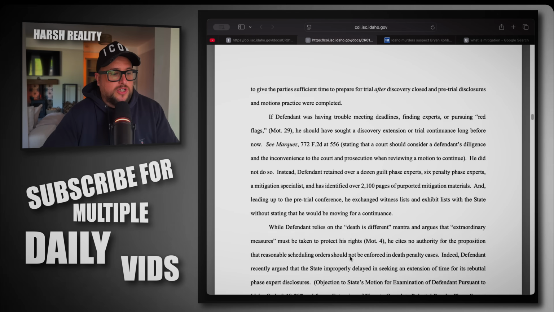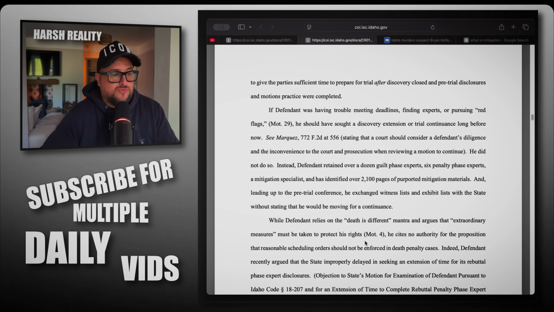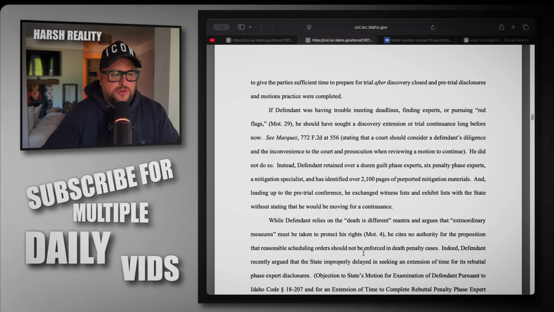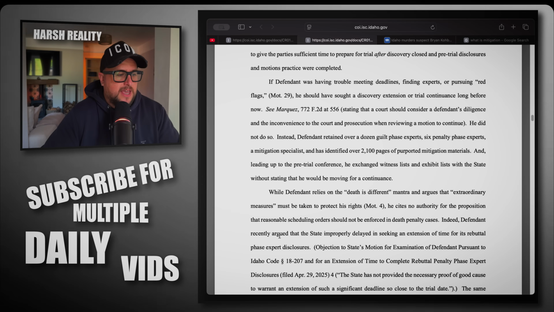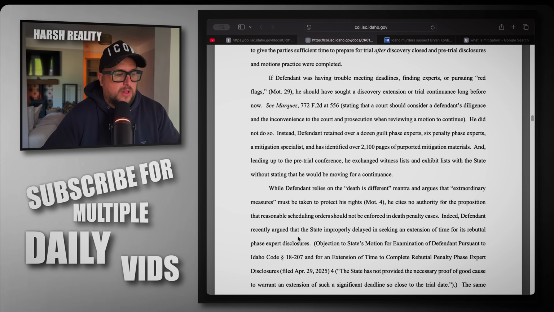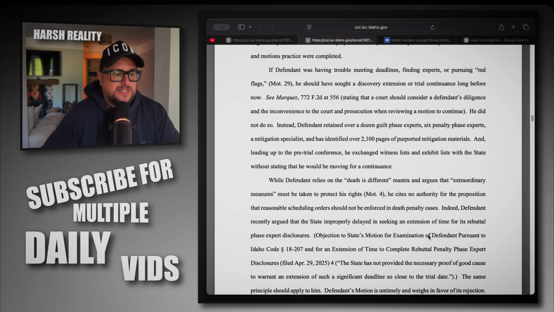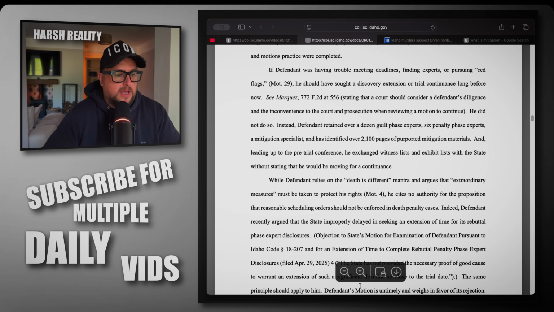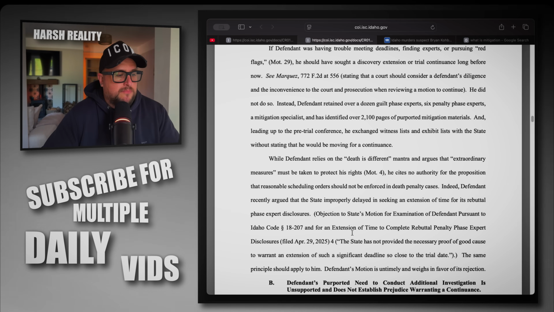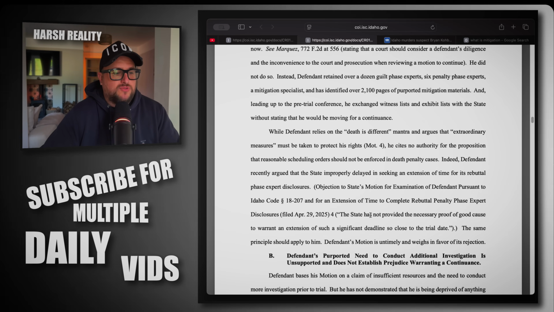Look, while defendant relies on the death is different mantra and argues that extraordinary measures must be taken to protect his rights, he cites no authority for the proposition that reasonable scheduling orders should not be enforced in death penalty cases. Indeed, defendant recently argued that the state improperly delayed in seeking an extension for time for its rebuttal phase expert disclosures, which is the objection to state's motion for examination of defendant pursuant to blah, blah, blah. The state has not provided the necessary proof of good cause, yada, yada, yada. The same principle should apply to him. Defendant's motion is untimely and weighs in favour of its rejection.